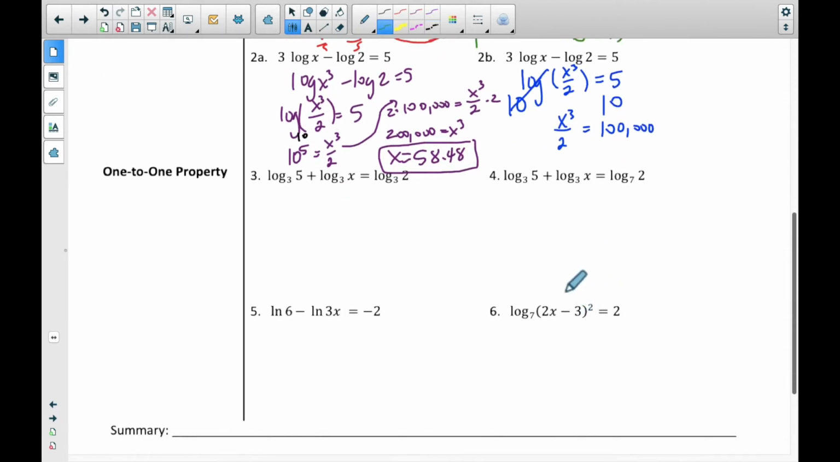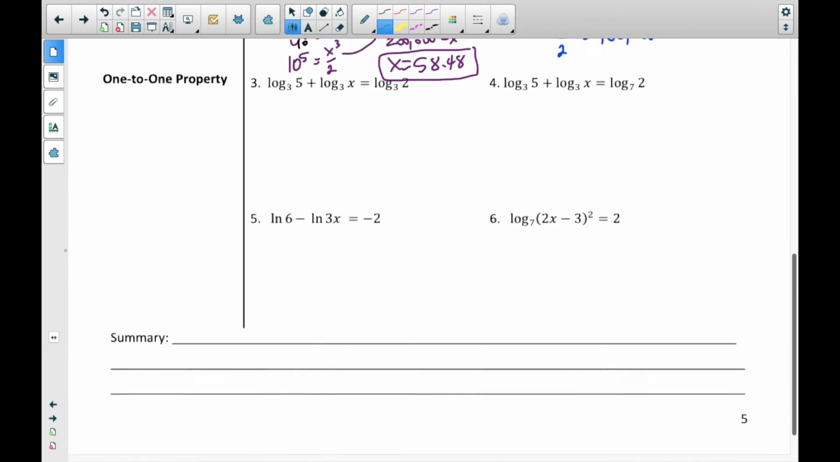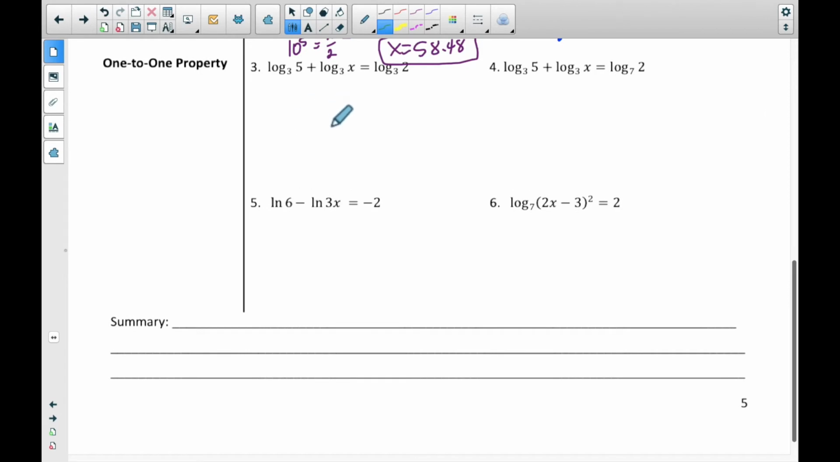Okay, the one-to-one property. Notice that on the problems up above, we had logs on one side and numbers on the other side. Number 3, we have logs on both sides. And so we need to talk about how we are going to do that. The first thing we are going to do is condense them like we've been doing.